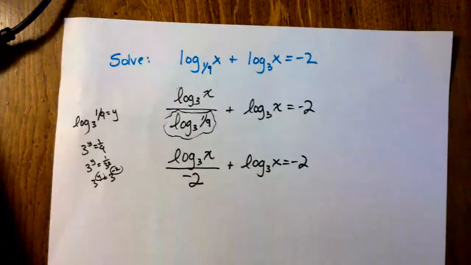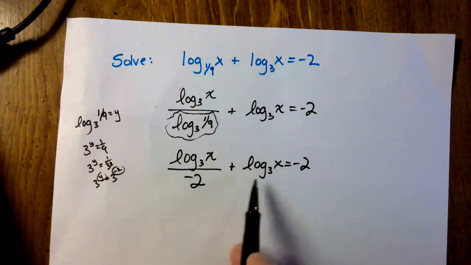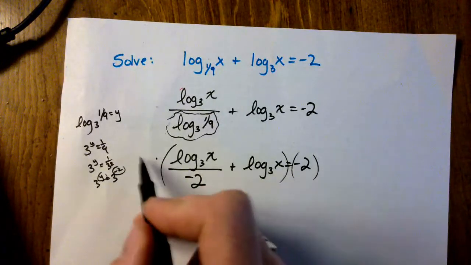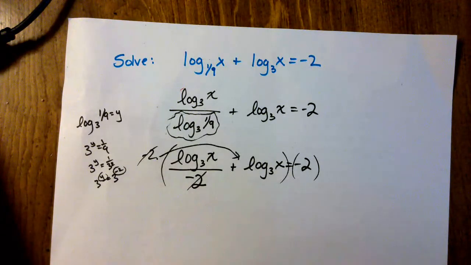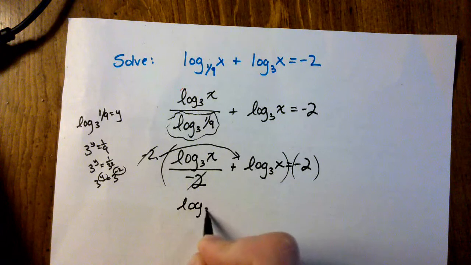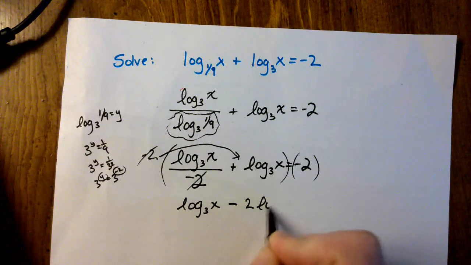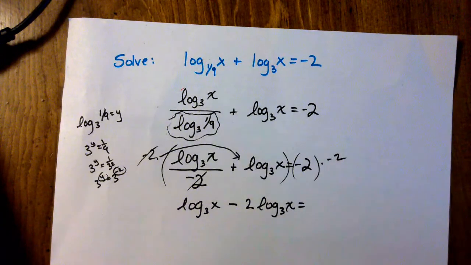There are different ways to solve this from here for sure. But as you can see, we have everything with log base 3 on the left side. So me personally, I just like to do this. I like to multiply by -2. Okay, cancels here, distributes through to that one. So we're going to have log base 3 of x minus 2 log base 3 of x equals, multiply that side by -2, we're going to get a +4.